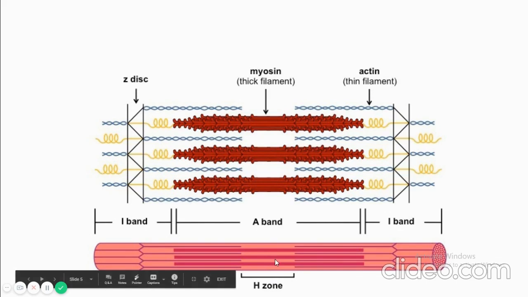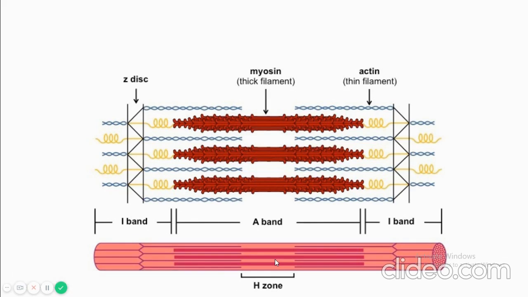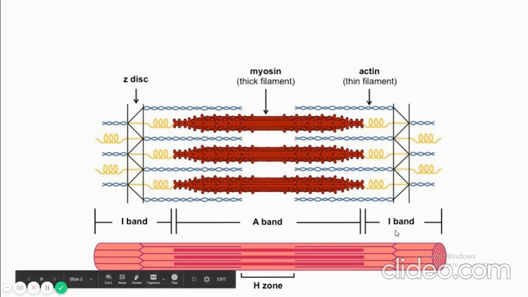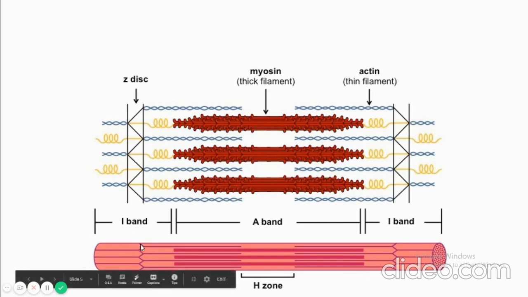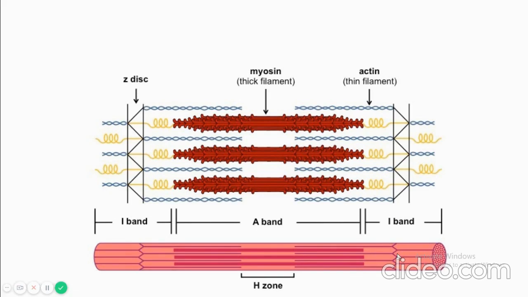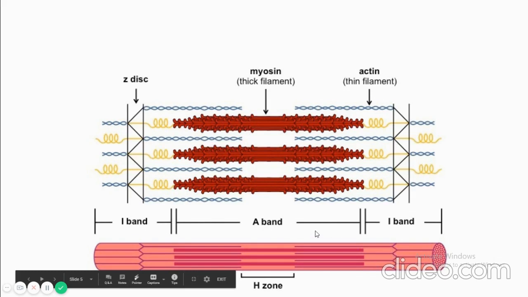This is a bit complicated, but I want to put a good concept in your mind, so I just want to repeat it again. Each sarcomere has a pair of I bands, one I band and a second I band, that are laterally placed, and each I band is composed of only thin filament. The sarcomere has a centrally placed A band. From here to here, this is the A band, and the A band contains both thick and thin filaments.